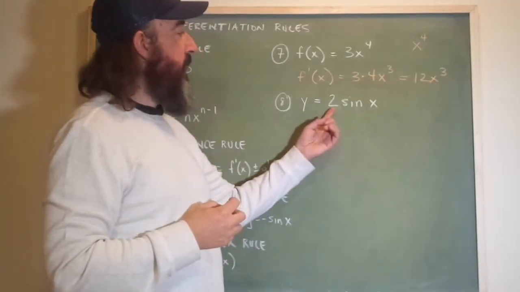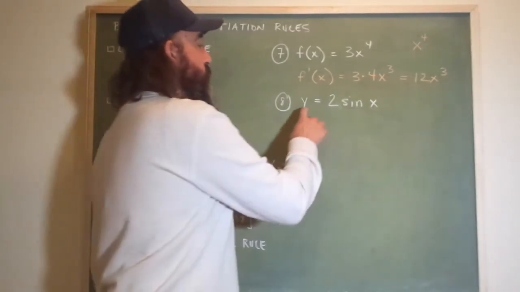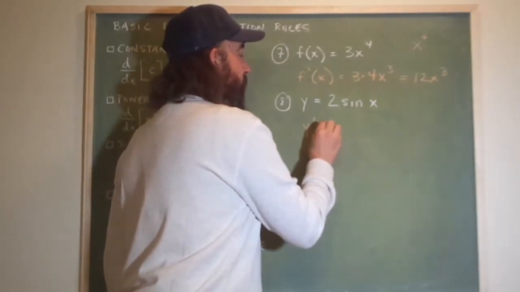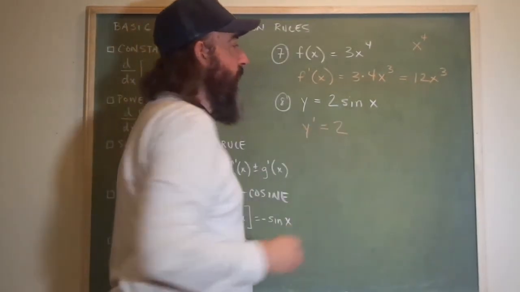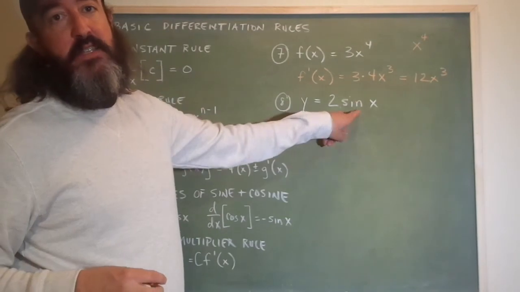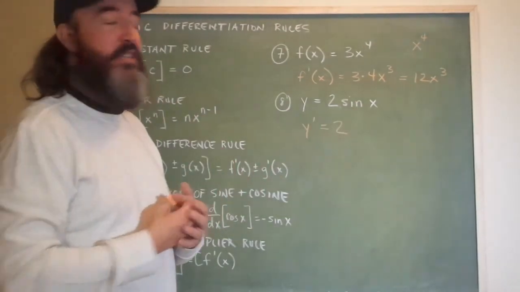In number 8, I have a constant multiplier. So the derivative of y, or y prime, will equal 2 times the derivative of sine of x. And the derivative of sine of x is cosine x.